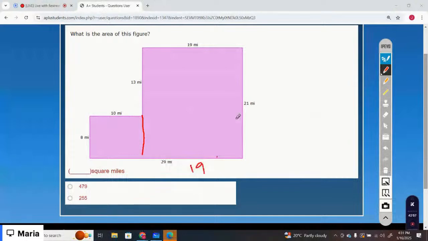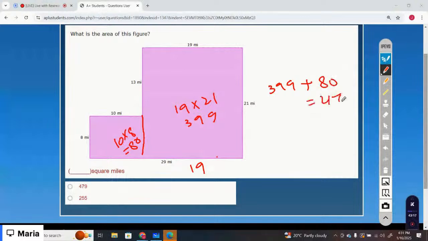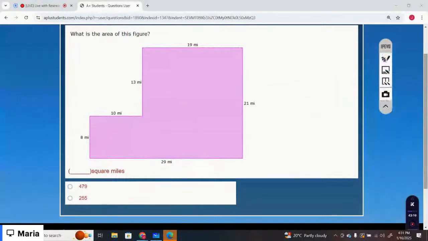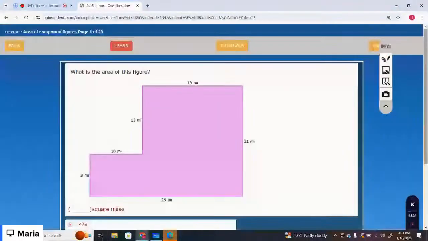This is 19. 19 times 21. That is not 21 times 21, right? So 19 times 21 is 399. That is for this one. And this is 10 times 8. That is 80. So 80 plus 399 is 479. Option number 1 is the correct option.